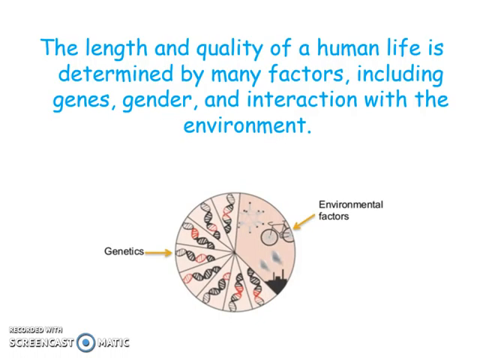All right, so the length and quality of a human life is determined by many factors, including genes, gender, and interaction with the environment. Of course, your genetics, as you can see in this little pie graph, have a big influence on who you are. It's the reason your hair is the color that it is, your eyes are the color that they are, the way your nose is shaped, and things of that sort. However, you are also affected and influenced by your environment.